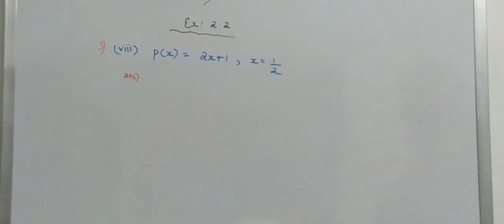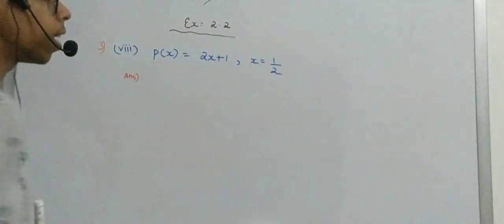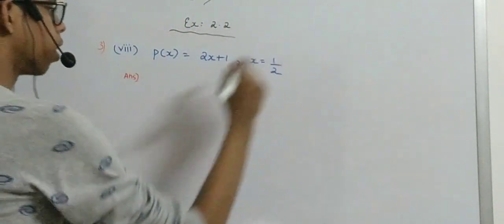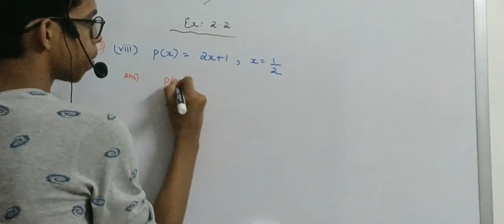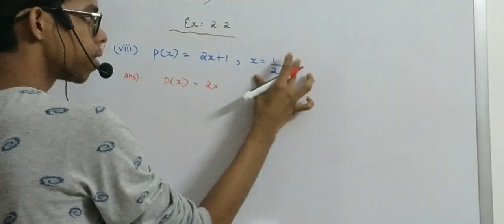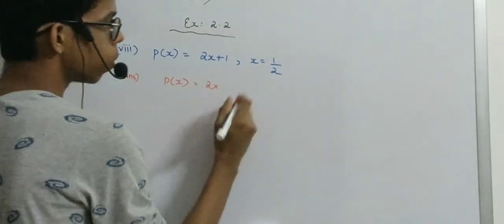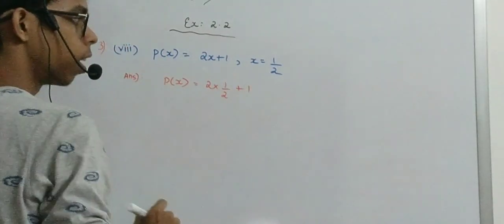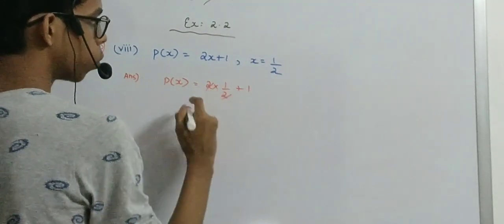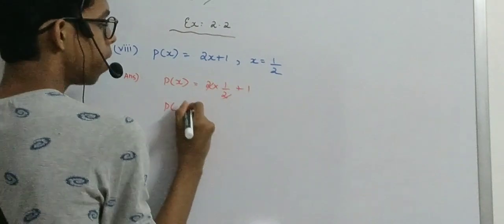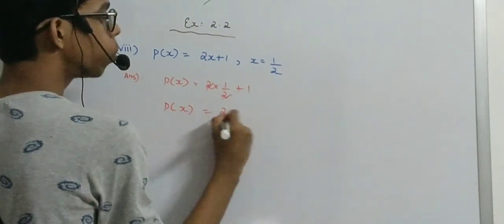So the last one is P of x is equal to 2x plus 1, and the 0 of the polynomial is x is equal to 1 by 2. So we just substitute and see. P of x is equal to 2 into 1 by 2 plus 1. If this is the 0, we should get P of x is equal to 0. So this 2 and 2 will cancel. What is left with us? 1 plus 1. So we will get P of x is equal to 2.